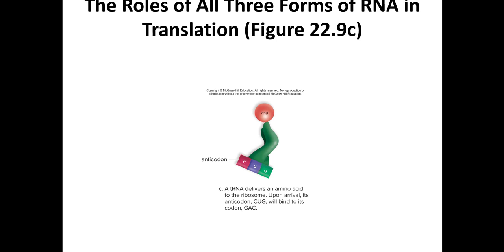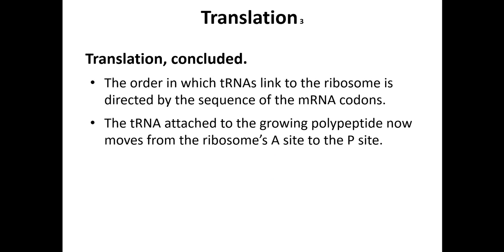Here's a picture showing you that a tRNA delivers an amino acid to the ribosome. Upon arrival, its anticodon CUG will bind to its codon GAC. The tRNA molecule is attached to the translational complex at the A site, where each anticodon pairs with the complementary codon. The order in which the tRNA molecules link to the ribosome is directed by the sequence of mRNA codons.